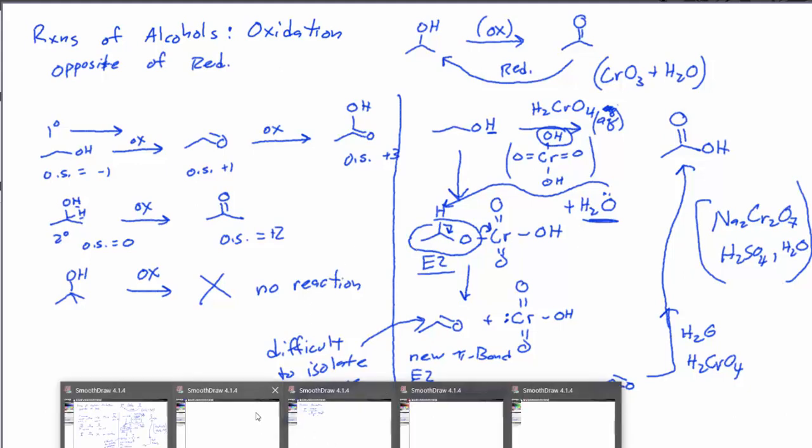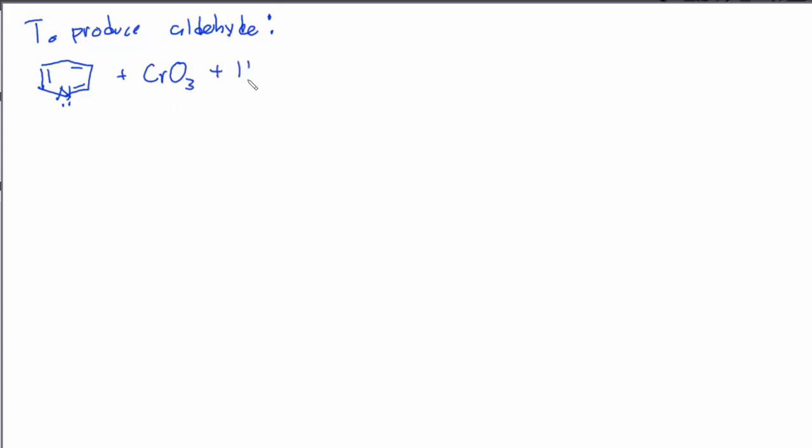So we might say, well, that's great. If we have primary alcohols, we can convert them to carboxylic acids, but what if I want to stop at the aldehyde? So to produce the aldehyde, we have a special set of reagents. Here's pyridine. It's a non-nucleophilic aromatic nitrogenous base. CrO3 and HCl. When we mix those together in a 1:1:1 ratio, we produce this.